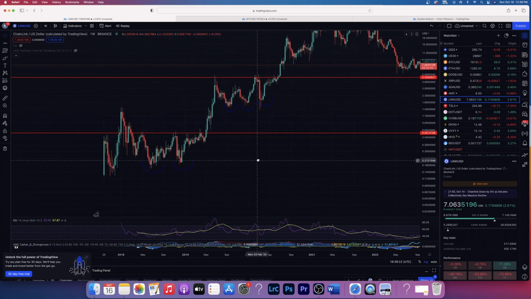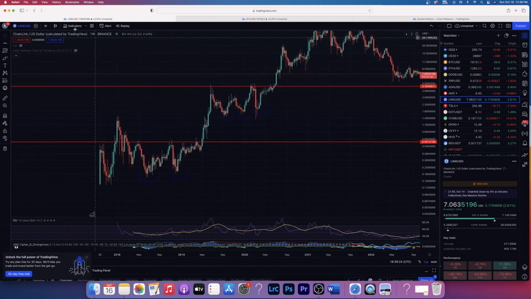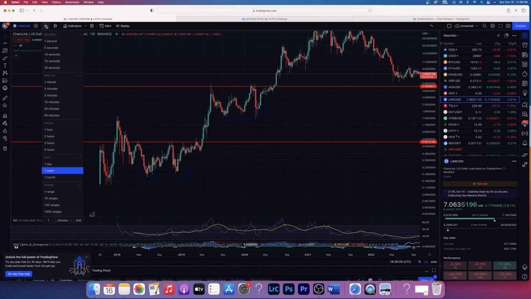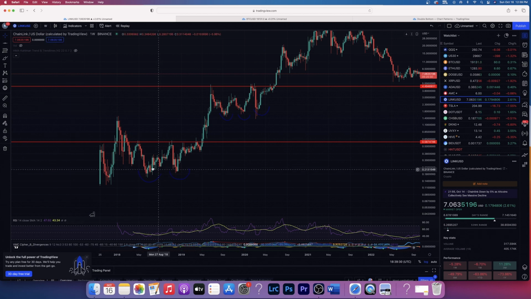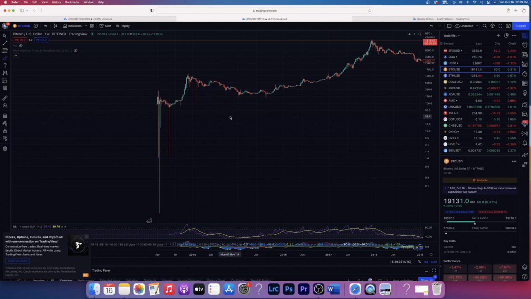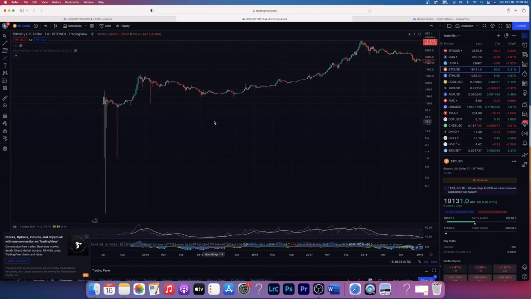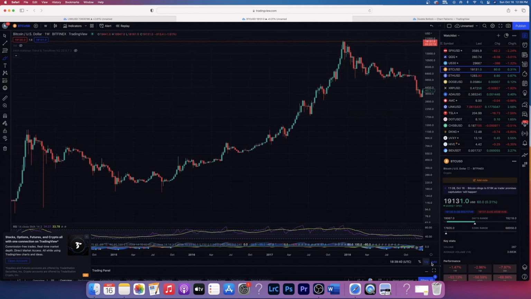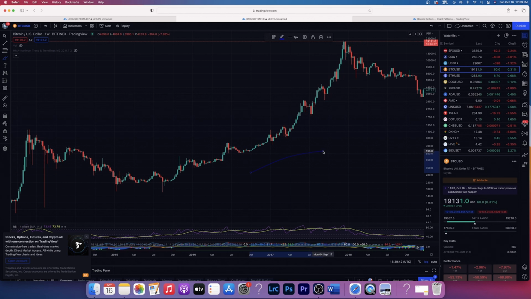So Chainlink, if you go back and look at its chart on a weekly, you can get to the weekly by clicking up here and going down to the weekly. You can see it has perfect examples of what to look for in double and triple bottoms. So we can go to Bitcoin as well. This is Bitcoin, and we're on a weekly time frame.